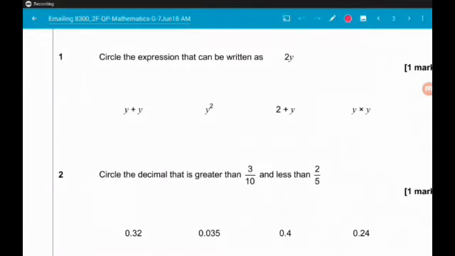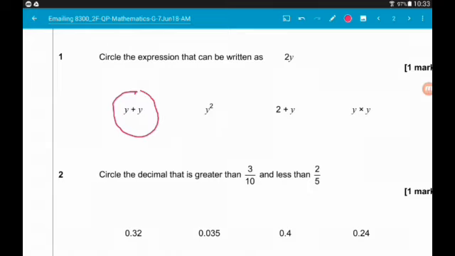Question 1 wants us to circle the expression that is the same as 2y. So, it's the guy on the left, it's y plus y. Y squared is y times y. 2 plus y is 2 plus y. And then again on the right, y times y is y squared.